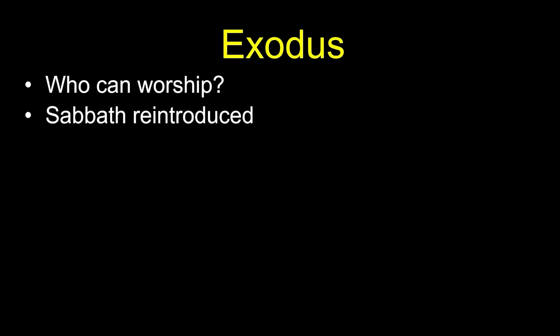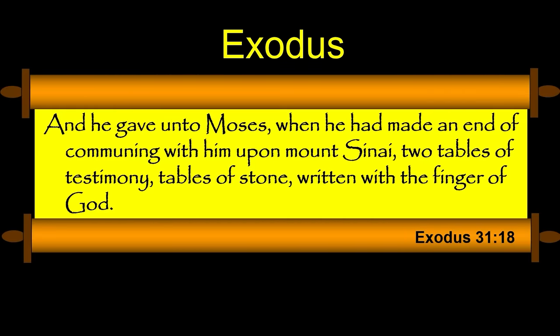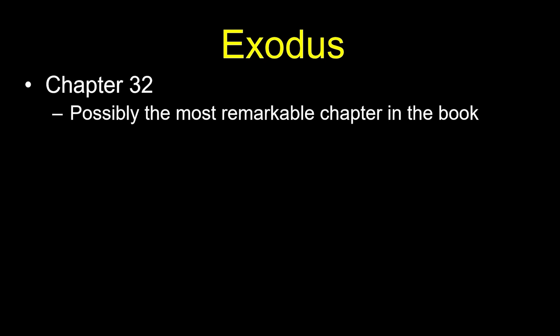Because in some respects, incidentally, in the meantime, we talked about who can worship and so forth. The Sabbath is reintroduced and so forth. Okay? And we might catch verse 18, the last verse of chapter 31, where it says, and he gave to Moses, when he had ceased speaking with him upon the Mount Sinai, two tables of testimony, tables of stone, written with the finger of God. Right? Okay. Now we get to chapter 32, which by many accounts is the most remarkable chapter in the book of Exodus.